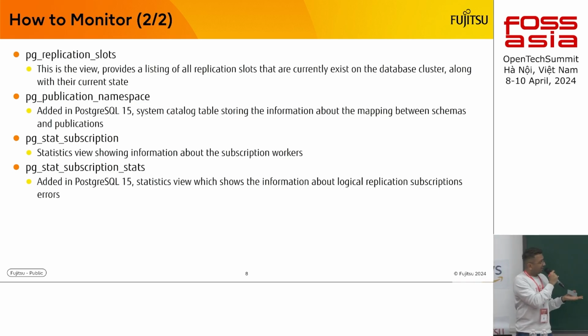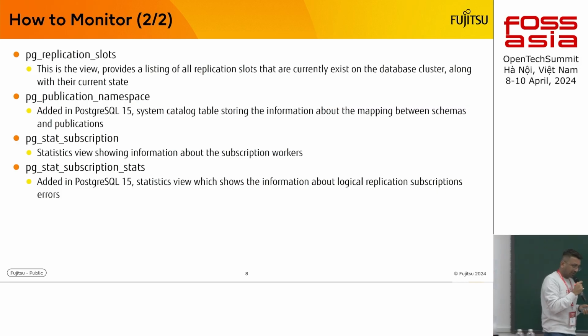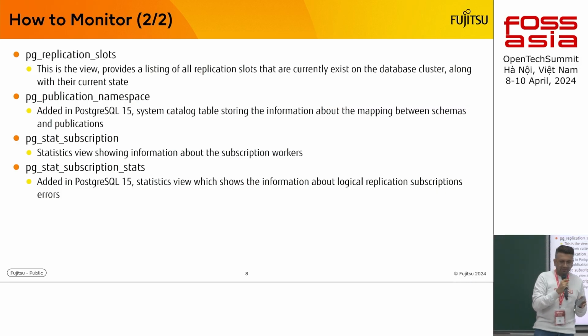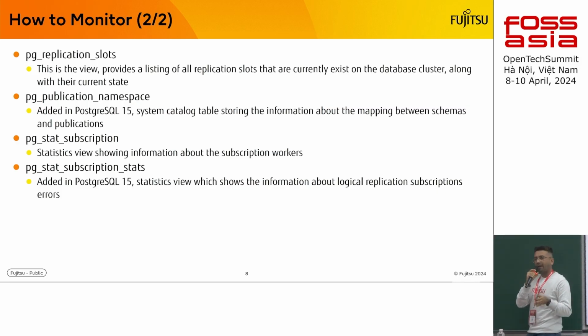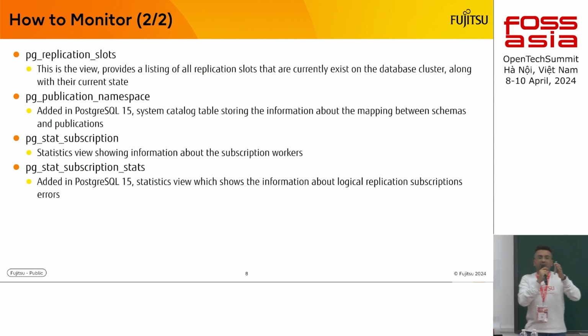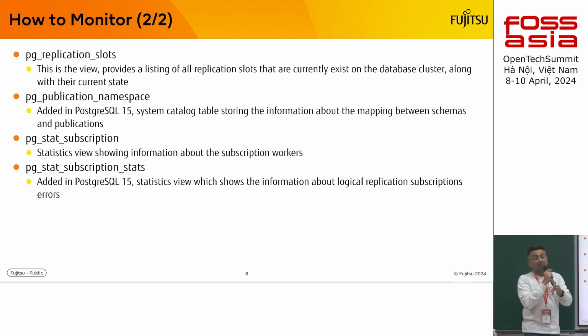PG publication namespace. This particular catalog table was introduced in PostgreSQL 15 and provides the information about the mapping between your schemas and publications.